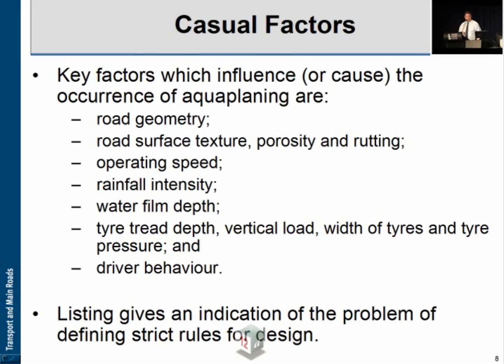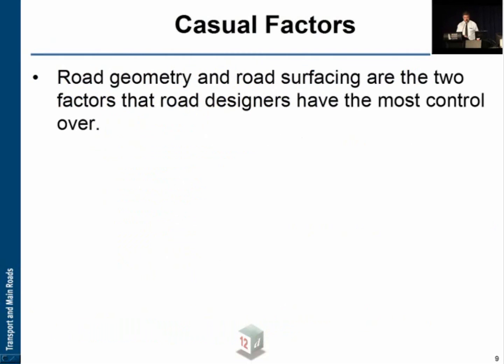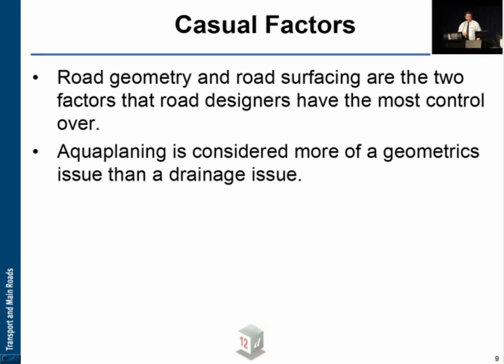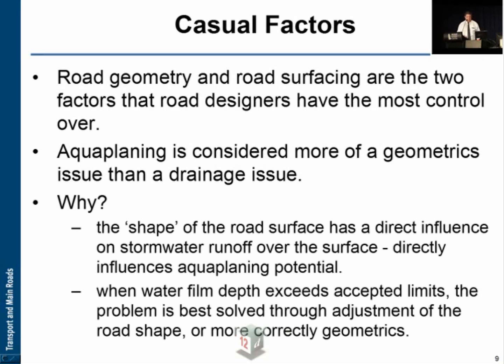Now this listing that you can see gives you an indication of the problem we have in actually defining strict design rules, because it's not definitively one over another. Now the road geometry and the road surfacing are the two factors that road designers have the most control over. Most people probably in this room are the designer of the road, not so much the surfacing. So aquaplaning is actually considered more of a geometrics issue than a drainage issue. Yes, it's in the drainage manuals because of the hydrology component of it, where you're dealing with rainfall and trying to determine film thicknesses, etc. But it is a geometrics issue.